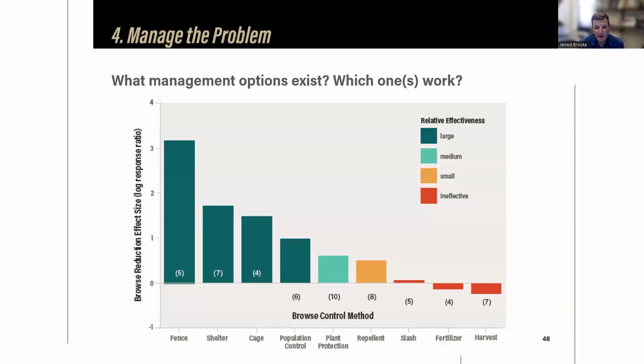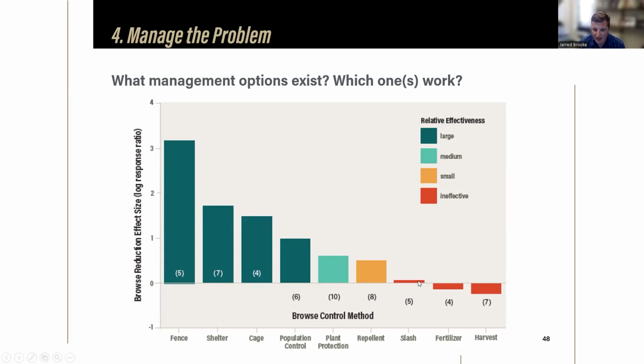So what the research found, and this is a graph that comes out of the publications that I'll introduce you to here in a minute, is that, and this is that same graph I showed you earlier, but we flipped it. So the higher the bar is, the better that method is at reducing deer browse. So the best methods were fencing, sheltering, caging, and then reducing the deer population. And then methods that were also effective, but maybe less so, were plant protection, so allowing other plants around your desired regeneration to protect them, and then repellents.